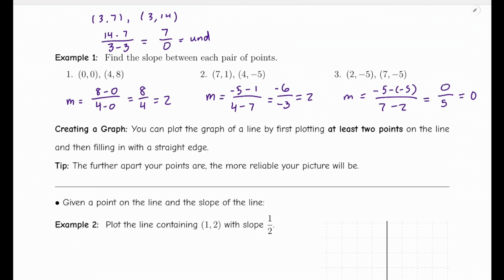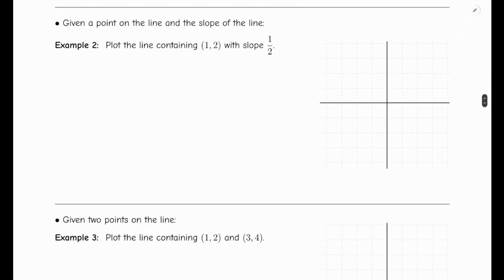Creating a graph. You can plot the graph of a line by first plotting at least 2 points on the line and then filling in with a straight edge. Tip: the further apart the points are, the more reliable your picture will be. Given a point on the line and the slope of the line. Example 2. Plot the line containing the point (1, 2) with a slope of 1/2.